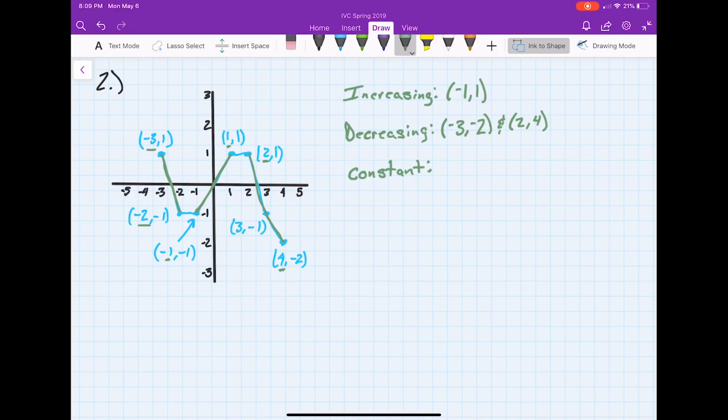And then this one we actually do have some constant areas. Here's our first constant area, which is from negative 2 to negative 1. So I'll write that one down, negative 2 to negative 1. And then we have another one, so I'll just put "and" here. And that's from the 1 to the 2. So there you go, 1 to 2. Pretty easy.